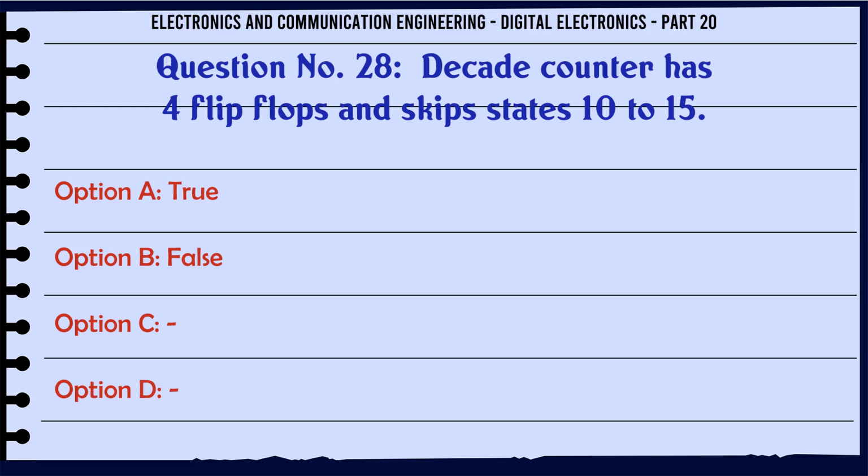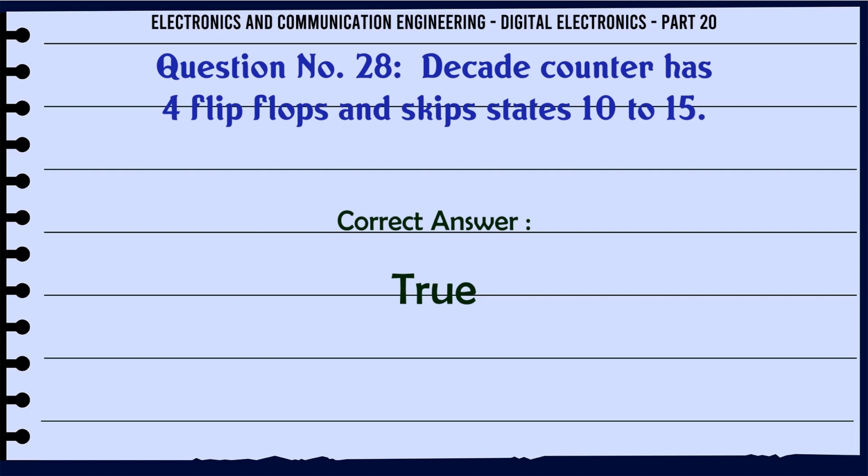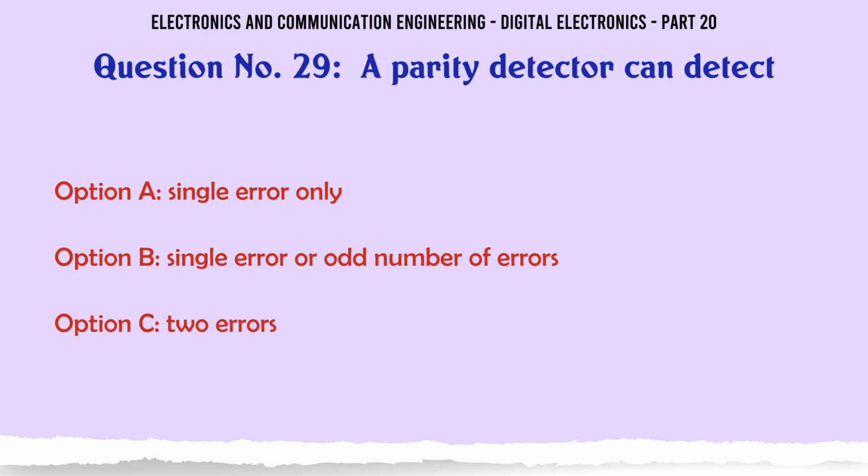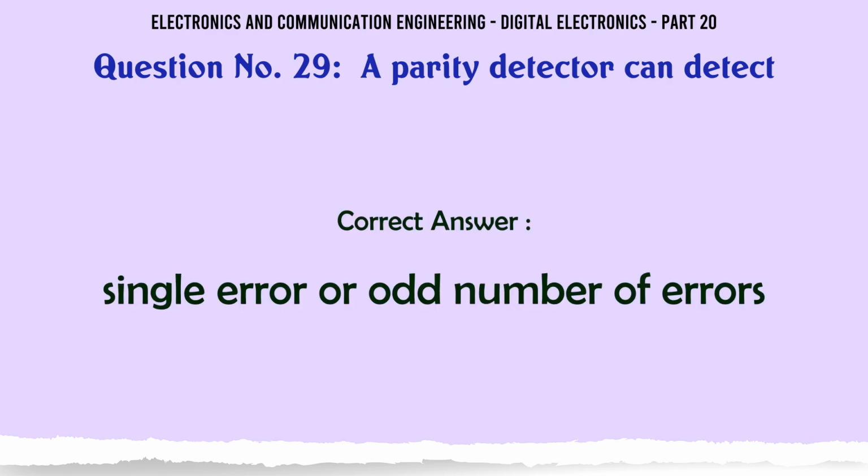Decade counter has 4 flip-flops and skips states 10 to 15. A true, B false. The correct answer is true. A parity detector can detect A single error only, B single error or odd number of errors, C 2 errors, D single or 2 errors. The correct answer is single error or odd number of errors.